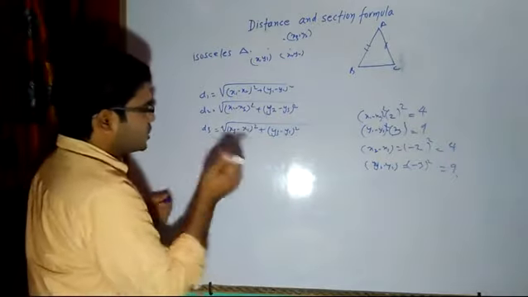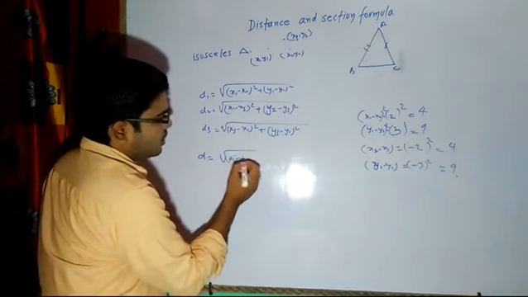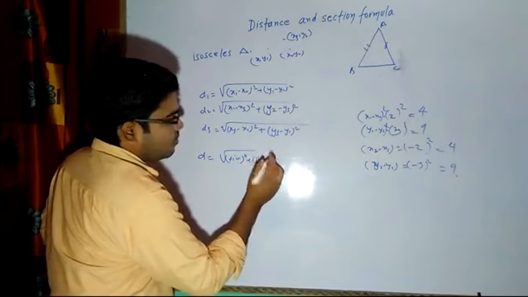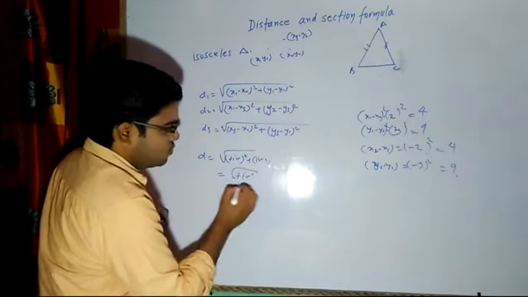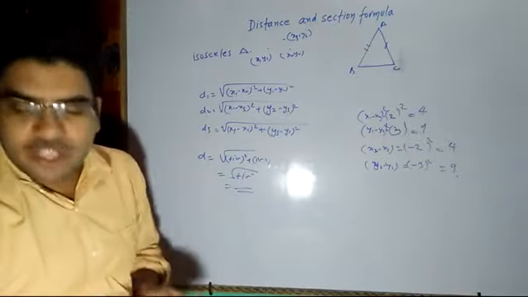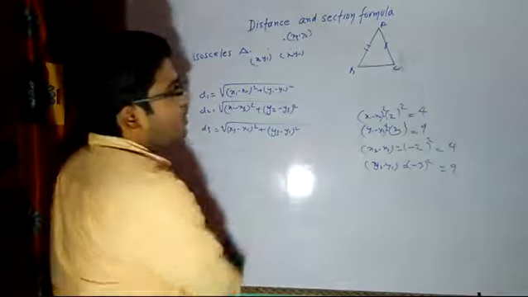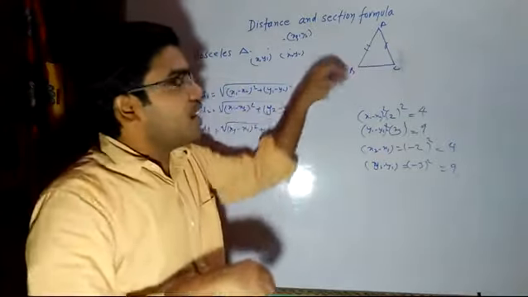Distance will be a positive number, because distance is equal to the root of a positive number square plus a positive number square. Positive plus positive will give you a positive number, and it will be under a root. So definitely the distance is always measured in positive quantities. It cannot be negative. We cannot say that AB is equal to minus 5 units.